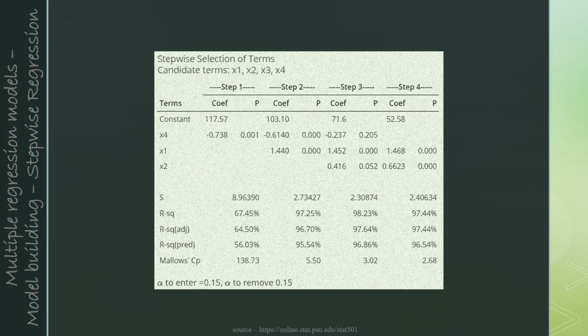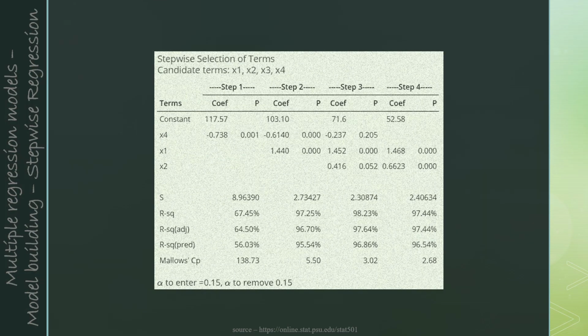Step 2 adds predictor x1 to the model that already has x4. Standard deviation, R-square, adjusted R-square, predicted R-square and Mallows' Cp are calculated for step 2. Step 3 adds predictor x2 to the model that already has x4 and x1. Standard deviation, R-square, adjusted R-square, predicted R-square and Mallows' Cp are calculated for step 3.